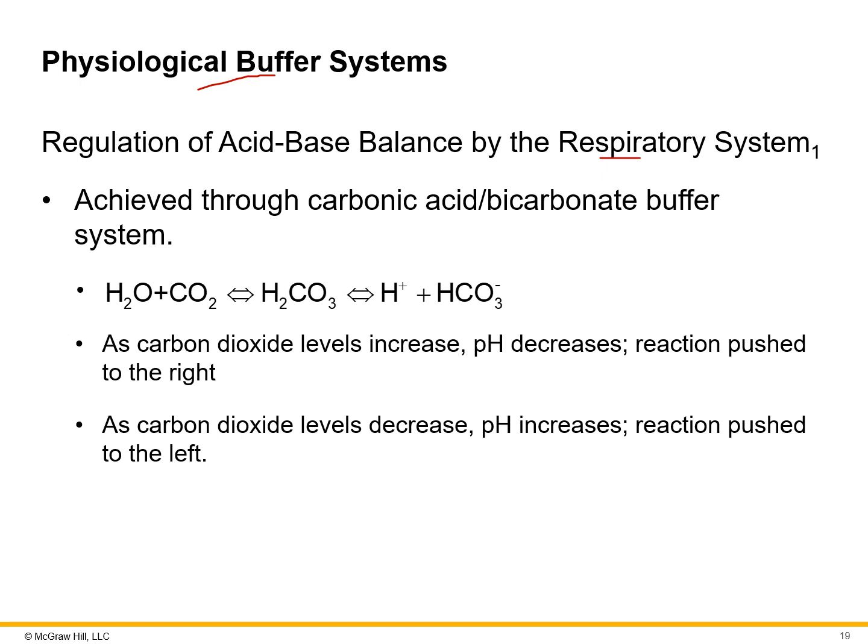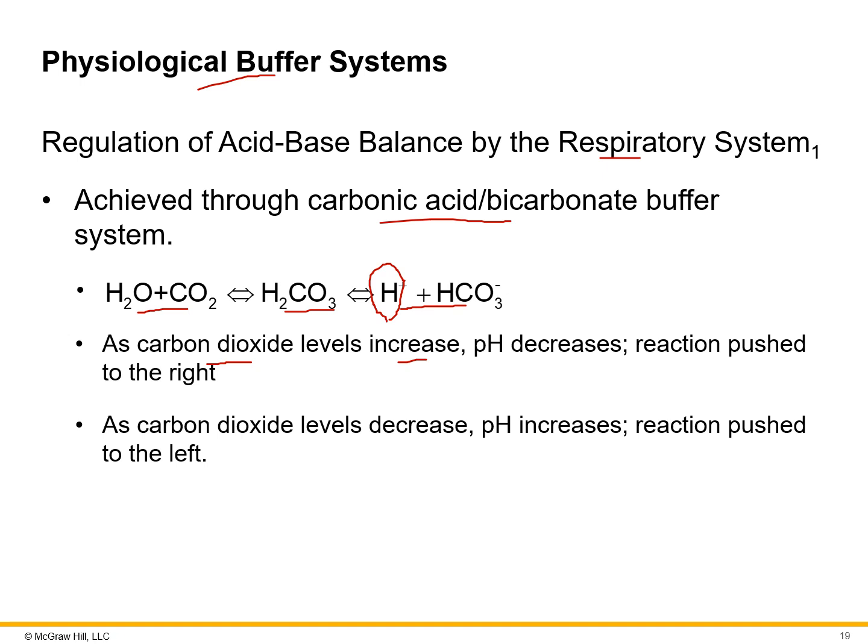So again, this is that carbonic acid that we talked about. So it is both a chemical and a physiological buffer system. But again, water combines with carbon dioxide, makes carbonic acid. Carbonic acid is a weak acid that gives up some hydrogen ions to form bicarbonate. So as carbon dioxide levels increase, the pH is going to decrease because everything is moving toward the right. We have more carbon dioxide, more carbonic acid equals more hydrogen.